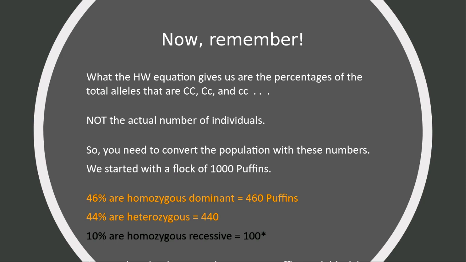44% are heterozygous, so 440 puffins are going to have 1 dominant allele and 1 recessive allele, and then 10% are homozygous recessive, and that comes to 100 puffins. And if you'll remember from the start, we started off knowing that 97 of our puffins had black legs, but because we rounded up, it rounded up a little bit to give us the number 100.